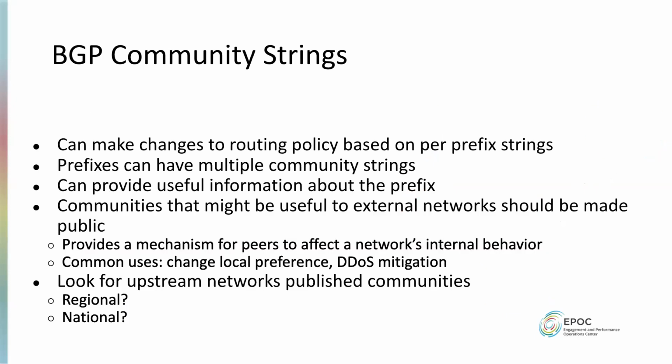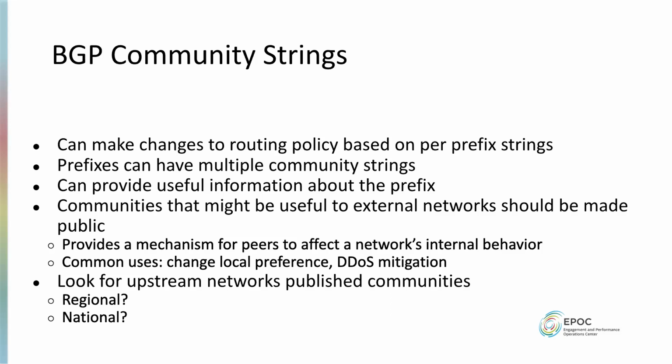BGP community strings, I actually probably should have talked about this first in the slide deck. They're very, very useful. They are something you have to set, and then also, you can use them internally. But if you attach a BGP string to a prefix and advertise it to a peer, you should have some kind of public website that says what that means, right? Unfortunately, it's usually just your AS number, colon, and then some random number that you've determined.